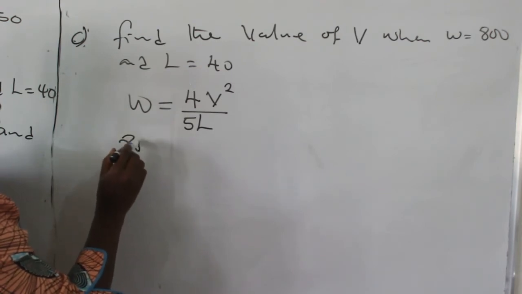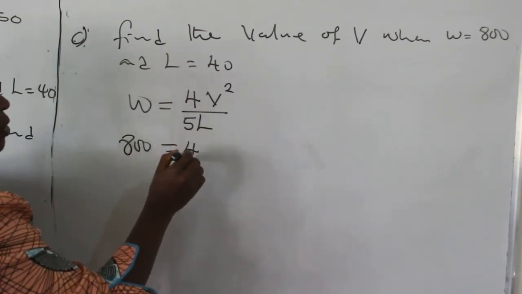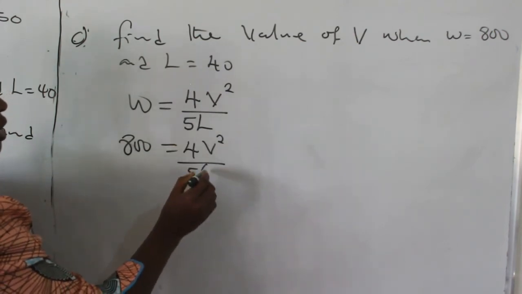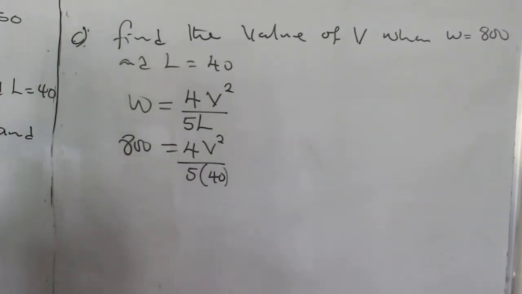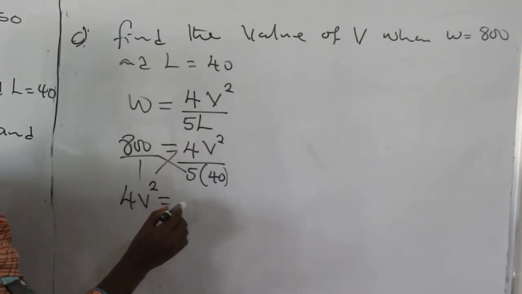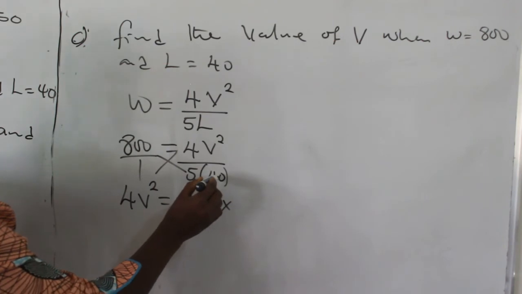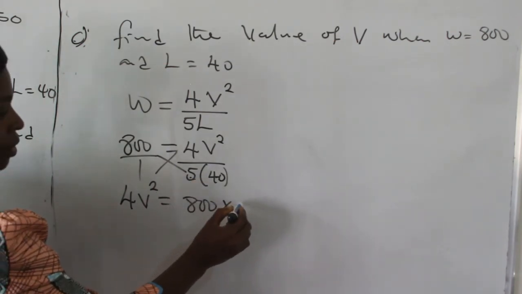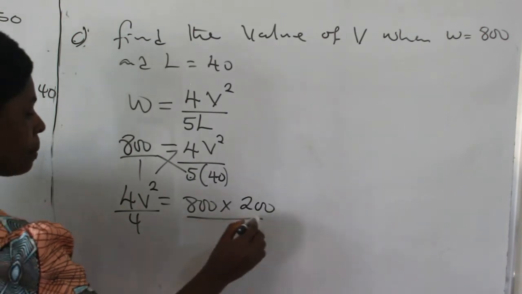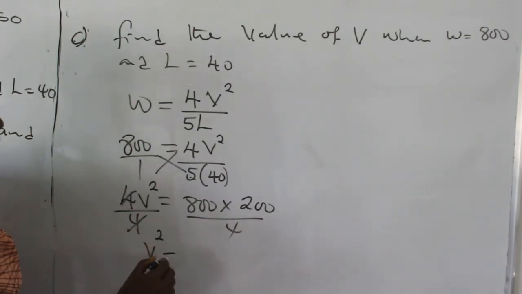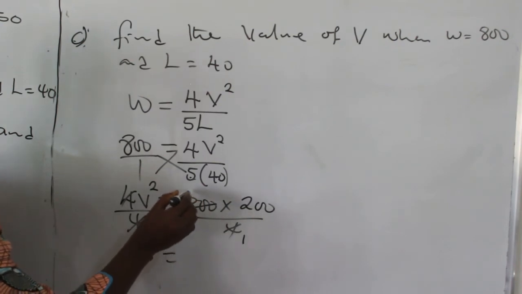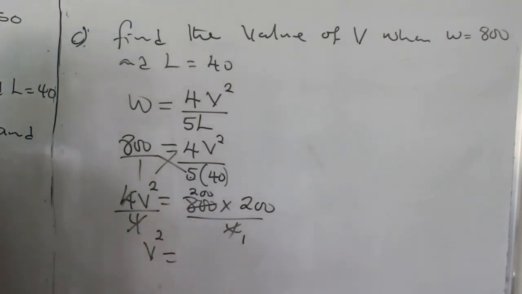W is 800, is equal to 4 times V, we don't know, that is what we are to look for, all over 5 times L, which is 40. We can cross multiply. So we have 4V squared is equal to 800 times, if you multiply 5 times 40, you get 200. So let's divide through by 4. V squared is equal to, 4 can go into itself 1, 4 can go into 800, 200.